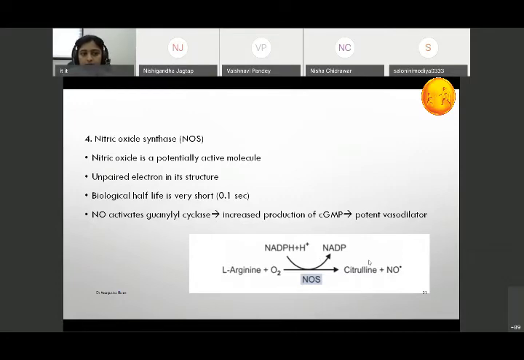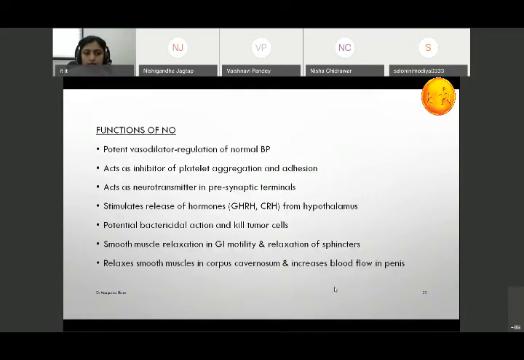Before that, we'll just see how this nitric oxide is formed. Arginine combines with oxygen in the presence of nitric oxide synthase. Here we require NADPH and nitric oxide is formed. This is one of the reactive oxygen species which is formed. Though it is a reactive oxygen species, some of its qualities are good, so that in some treatments it is utilized.